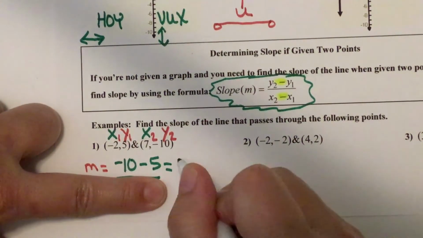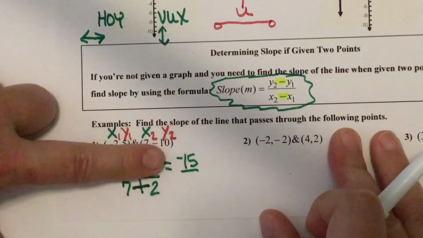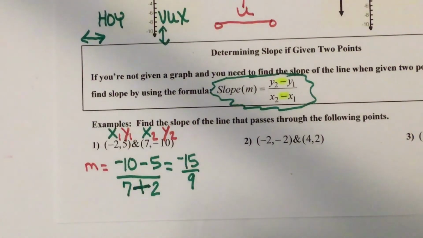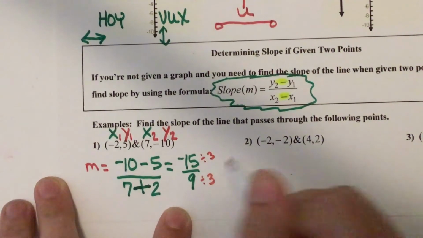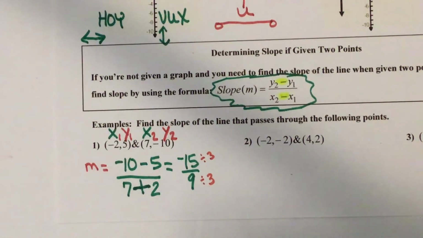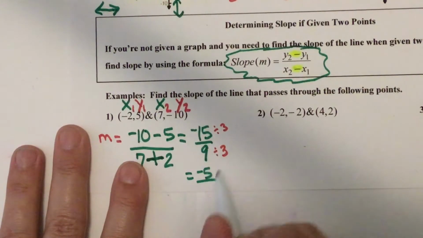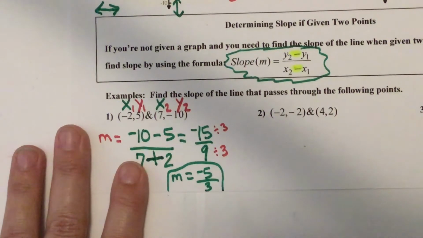Okay, so now we work out the numerator. Negative 10 minus 5 is negative 15. Put your division bar back, and then work out the denominator. 7 plus 2 is 9. And then if you can reduce, you want to reduce. And I can divide both of these numbers by 3. So negative 15 divided by 3 makes negative 5. And 9 divided by 3 makes 3. And that's my slope, a negative 5/3.